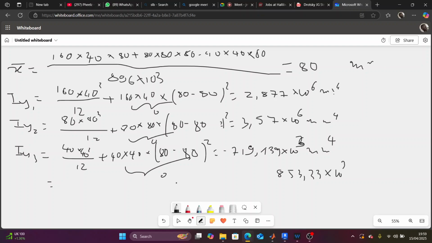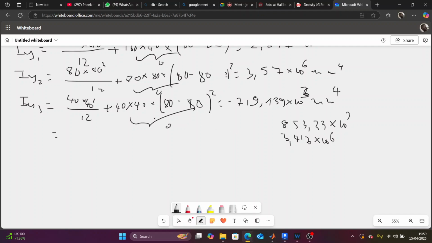80 times 80, so 84 times. It's 18 multiplied by 80 cubed divided by 12. It's 3.413. 3 point or 341? 3.41 times 10 to the power 6. Okay. What is the last one?